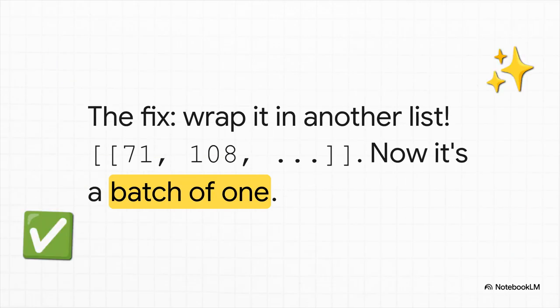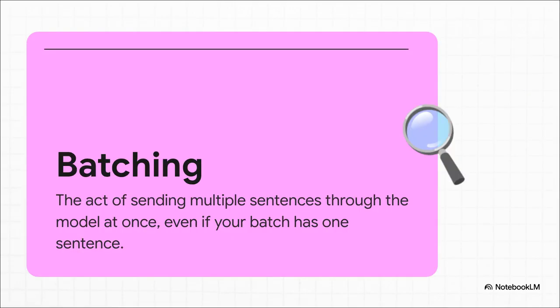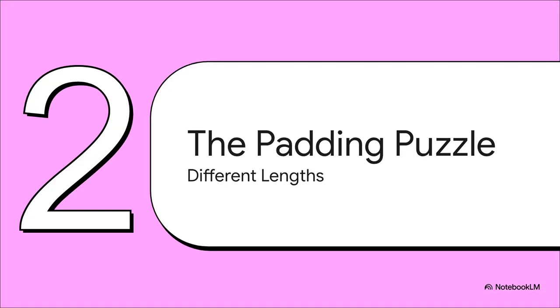And the fix? Oh, it's so simple it's almost funny. You take that exact same list of numbers, and you just wrap it in another set of brackets. That's it. You've created a list of lists, which is a batch that just happens to contain only one sentence. Now the model is happy. So this is the first crucial concept, batching. It's just the idea of grouping your inputs. And the key takeaway is that even if you only have one sentence, you still need to put it into a batch of one.